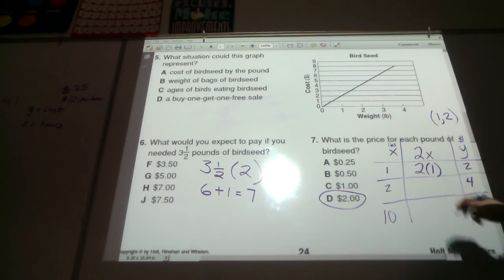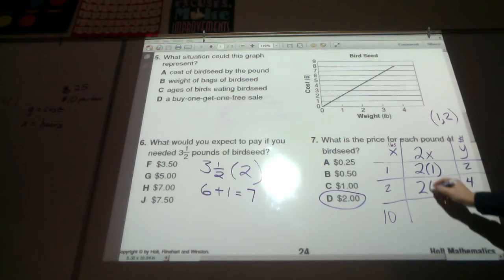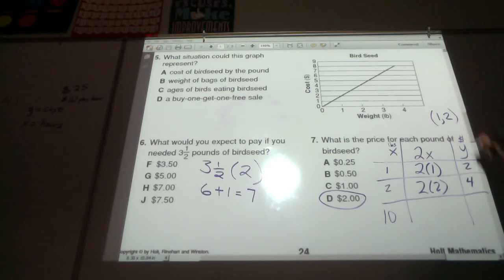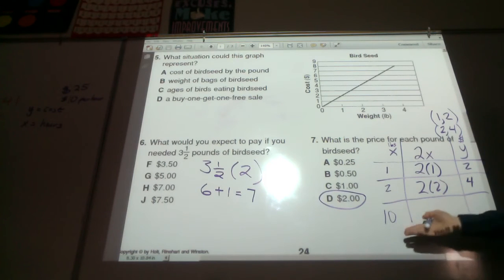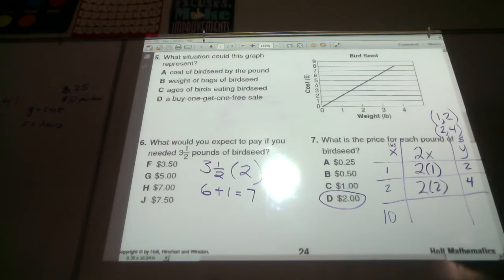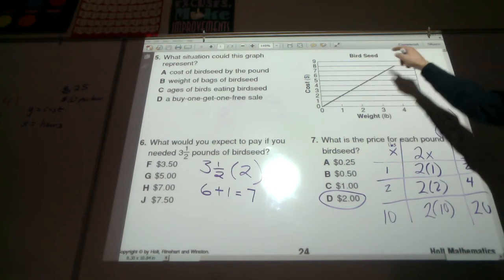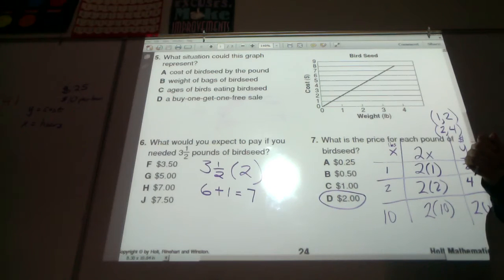Now, we can do the same thing. Say plug in 2 for X times 2, and we get a grand total of 4. And our next ordered pair, when X is 2, Y is 4. So now, can we figure out how much it is for 10 pounds? 10 pounds. Yeah. A grand total of $20. If we take $2 for each of those 10 pounds, we would have to pay a grand total of 20. And if this stretched all the way over to 10, we would go up all the way to 20. And guess what? That point would be right on that line. Does that make sense to everybody?